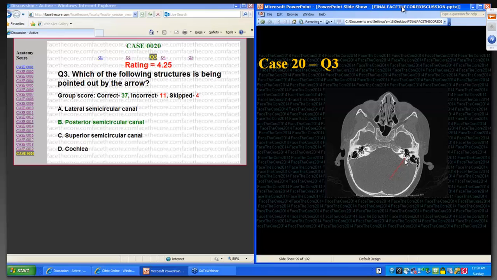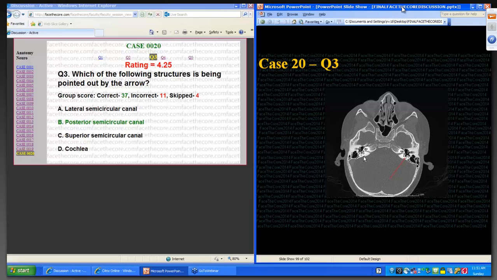So it looks like the majority of people got this question. This is the posterior semicircular canal. Remember, one other point is that in this image you also see the vestibular aqueducts, which are important structures to identify. They're those J-shaped structures that emanate from the posterior wall of the petrous bone and then extend into the vestibule.